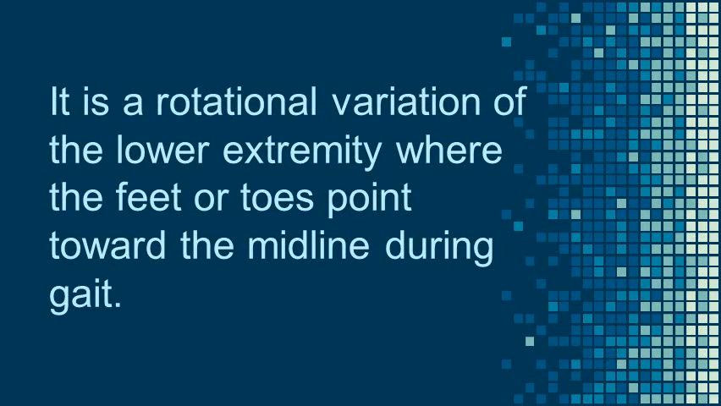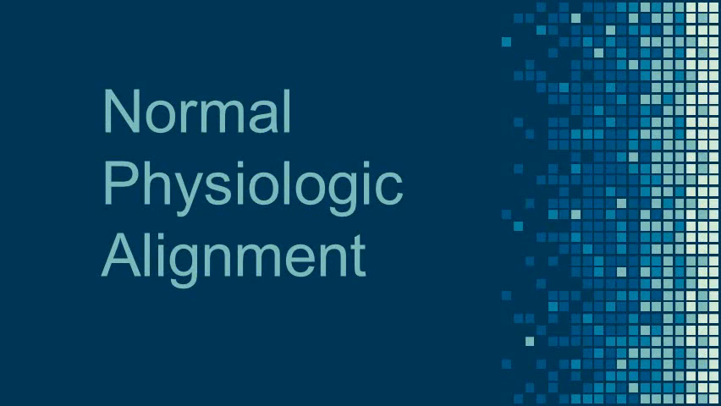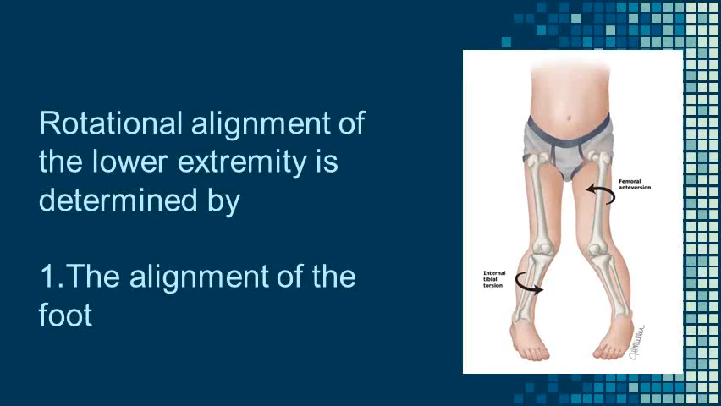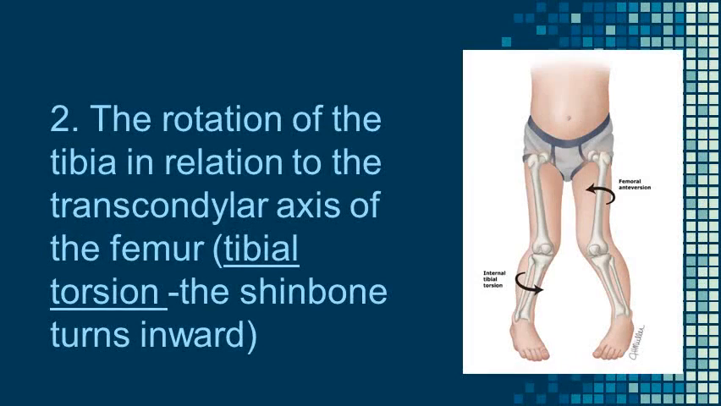It is a rotational variation of the lower extremity where the feet or toes point toward the midline during gait. So what is normal physiologic alignment of the lower limbs? Rotational alignment of the lower limbs is determined by the alignment of the foot and the rotation of the tibia in relation to the transcondylar axis of the femur. It is known as tibial torsion.